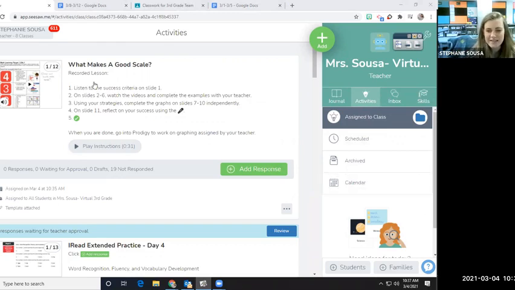What makes a good scale? That's what we're gonna take a look at today. We have been working on reading graphs. Now we're gonna look at making graphs, okay? Creating those graphs.